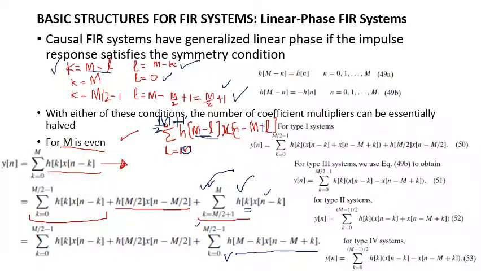Now, because we know in case of type 1 we have the even symmetry. Okay, so that means h of M minus n equals h of n.